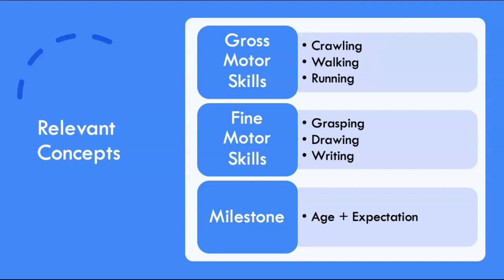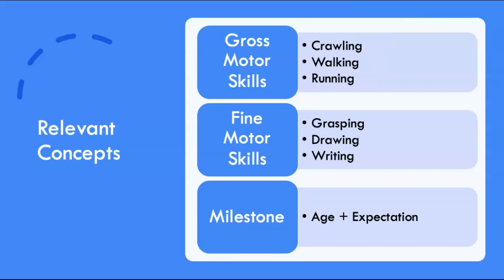Another relevant concept to consider when thinking about physical development is a milestone. A milestone is an age plus an expectation combined. For example, by 6 months, we expect infants to sit up on their own. So that's an example in which the age is there, which is 6 months, and the expectation, sitting up. Together, that is a milestone.